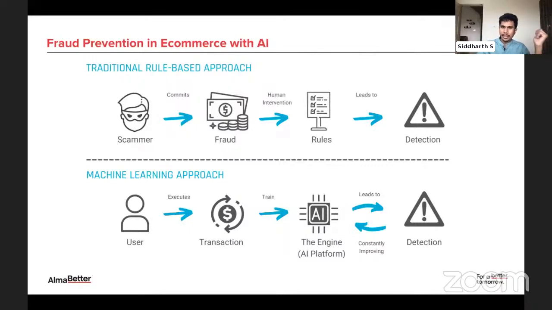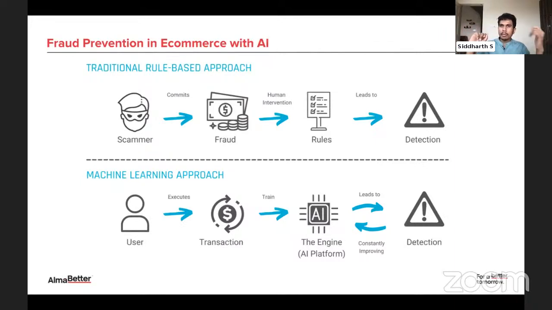No prizes for guessing. It is going to be AI, right? So whenever a user attempts a transaction, an AI-powered engine would be there, which would have already been trained on the previous transactions. Then it will see billions of cases, and it will try to analyze billions of patterns.